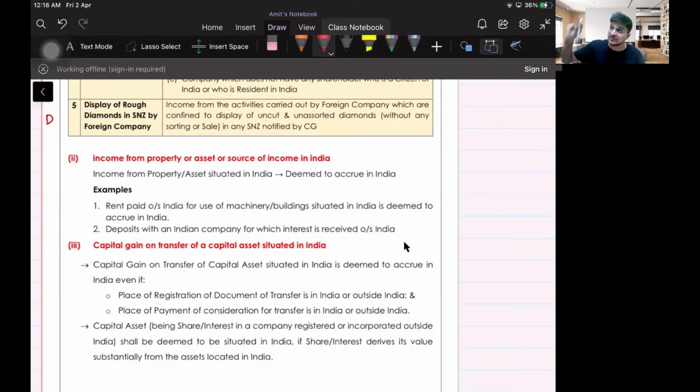Then in that case, if the non-resident has a house property in India, and if that house property is given on rent, and the non-resident is receiving rent, then whatever rent he is receiving, even though he is receiving that rent outside India, it will still be considered that the income is deemed to accrue in India, because the asset is situated in India. That asset can be your house property, or that asset can be your fixed deposit.